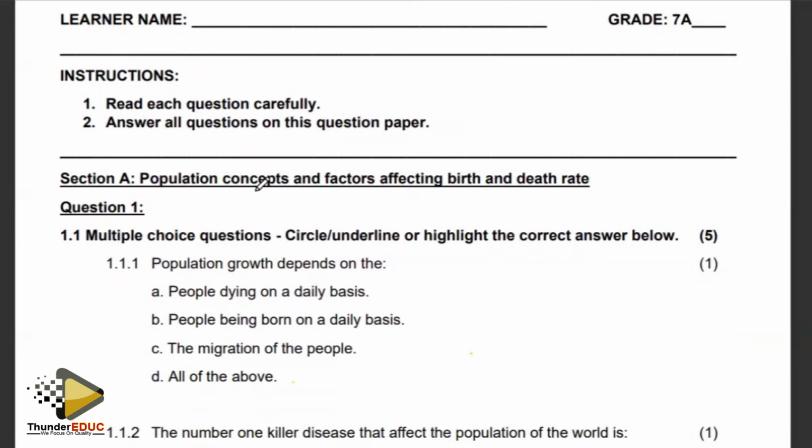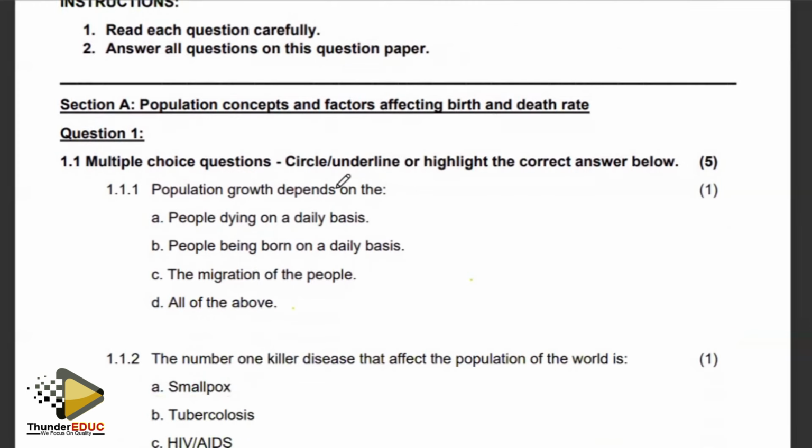Our Section A consists of population concepts and factors affecting birth and death rate. And our Question 1, always in Section A, is about multiple choice. Remember, we have the low order questions, the middle order, and the high order questions. Definitely, Question 1 will always be a low order question whereby everyone can be able to answer the question.